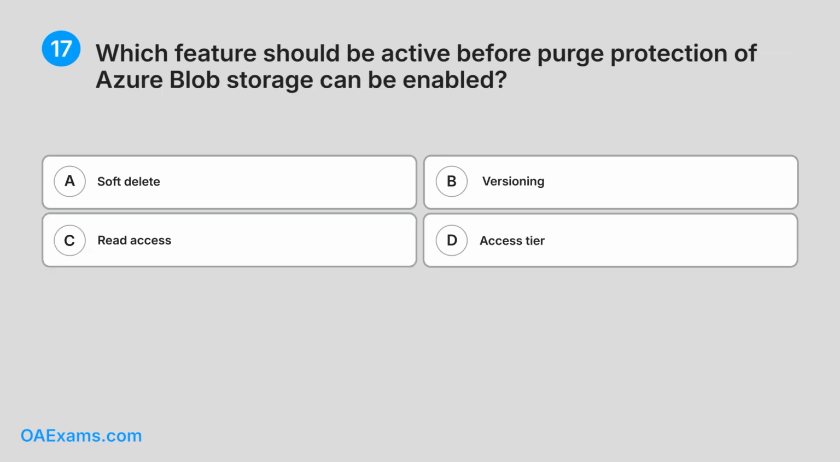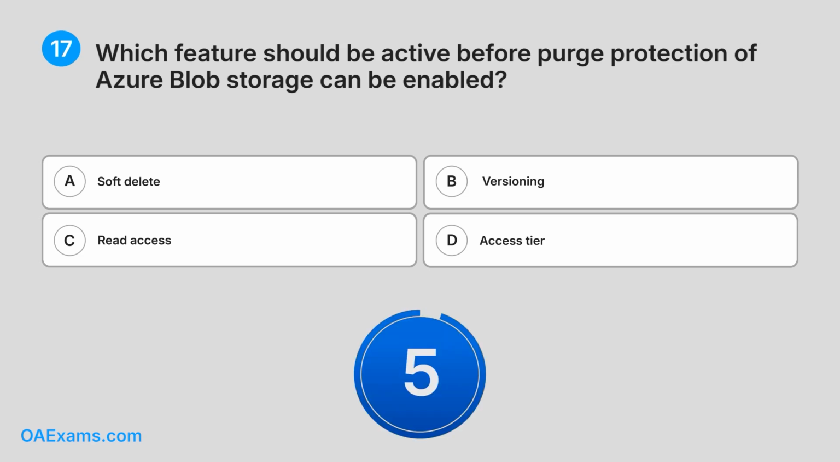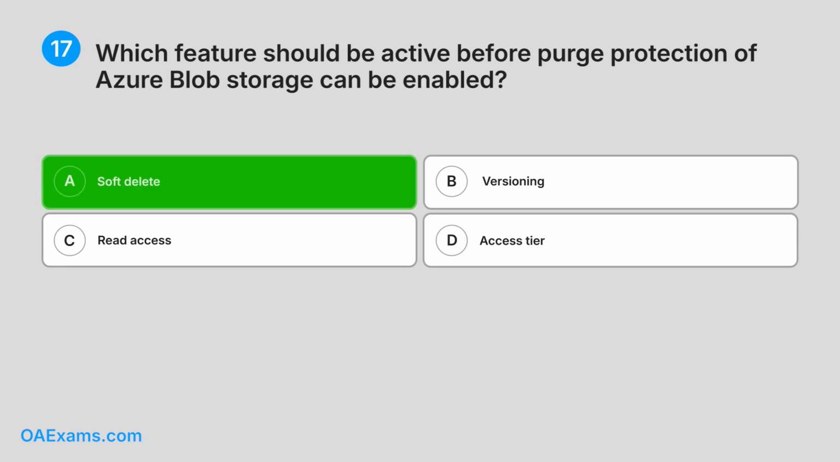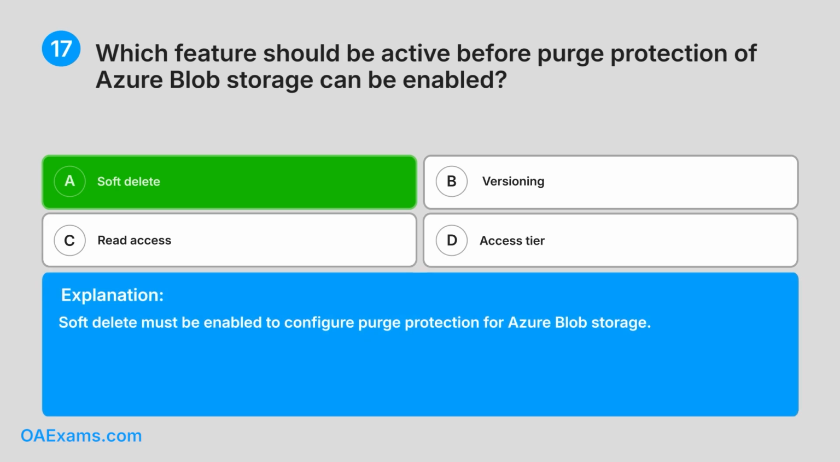17. Which feature should be active before purge protection of Azure Blob storage can be enabled? A. Soft delete, B. Versioning, C. Read access, D. Access tier. Do you know the answer? Correct answer: A. Soft delete. Explanation: soft delete must be enabled to configure purge protection for Azure Blob storage.